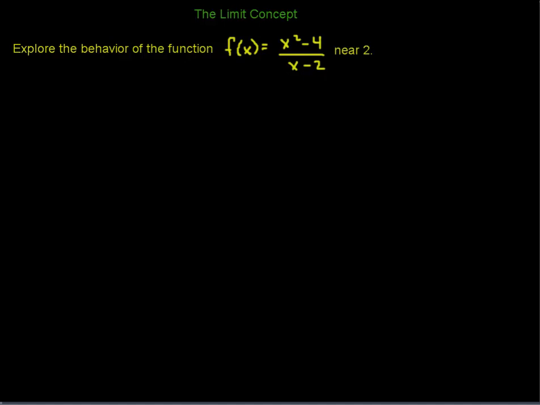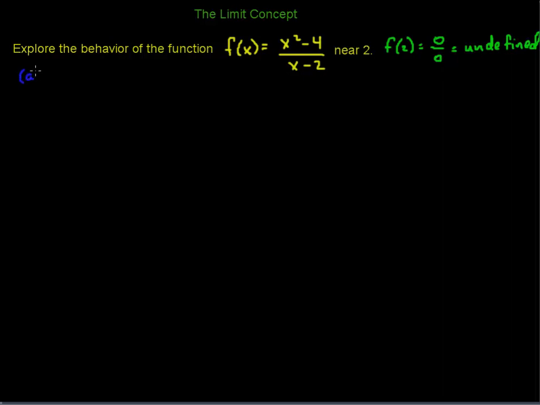Let's begin by exploring the behavior of the following function. f of x equals x squared minus 4 over x minus 2. We want to explore that behavior near the value of x being 2. The reason this is of interest is that if we tried to evaluate f at 2, we would get the numerator equal to 0 and the denominator equal to 0, and that's a problem. That becomes undefined. The numerator can equal 0, but the denominator can't be 0, so that's why this is a point of interest.